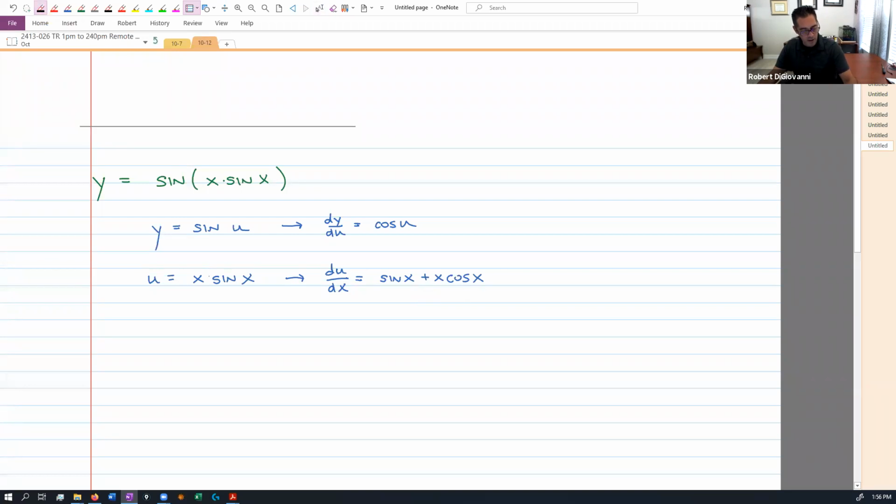I will put the little product there so you understand what I did. All right, and then just multiply the two together. If we multiply the two together, we get our answer. So dy/dx equals the cosine of u, and then times, in parentheses, sine x plus x cosine x, equals cosine. Now I have to replace the u. U is x sine x. That's my u. And I still have in parentheses here sine x plus x cosine x.